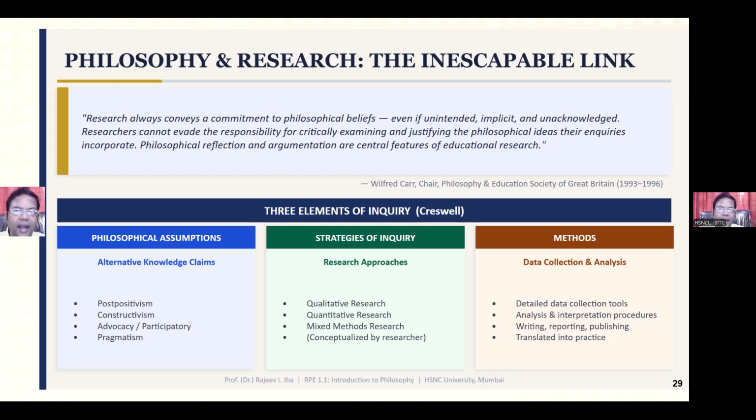In education research on teachers' professional identity, the same choice arises. Is professional identity something a teacher has, like a trait, or something they enact, like a performance? The philosophical answer shapes everything from interview design to analysis framework.